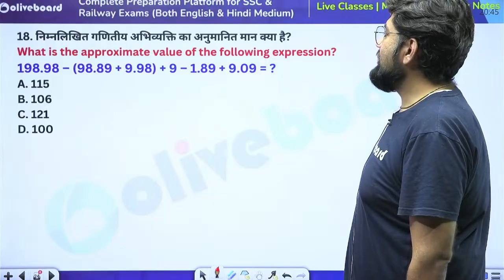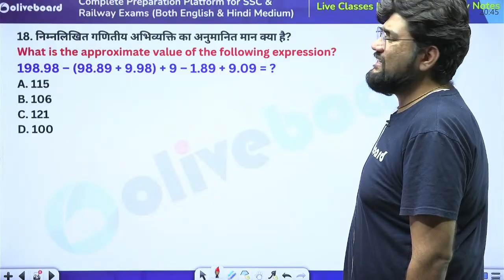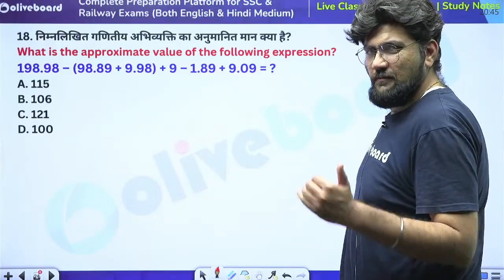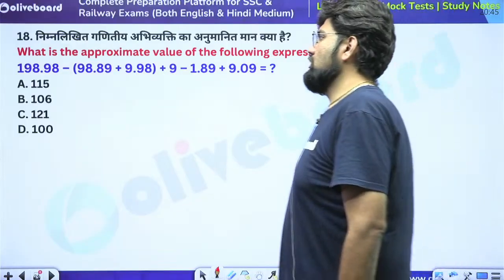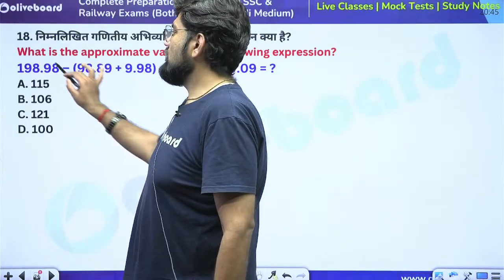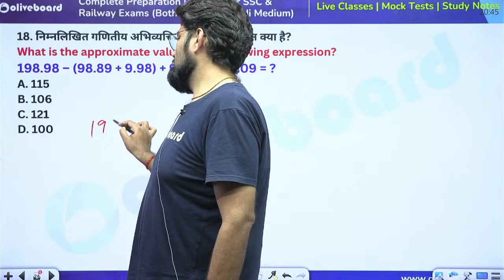So what is the approximate value of the following expression? You can take up any approach. The best approach is don't round it off too much. Keep it simple. So if you keep it simple here, you can round this off as 199.